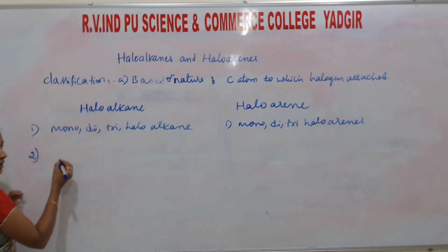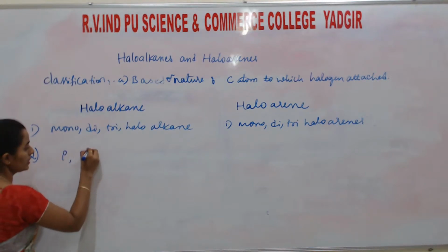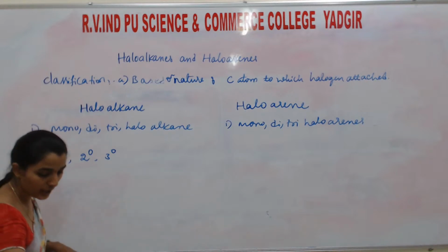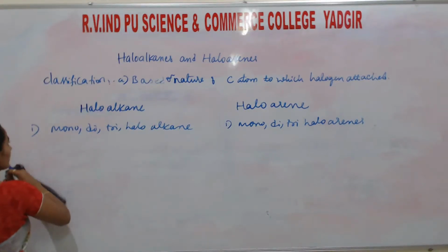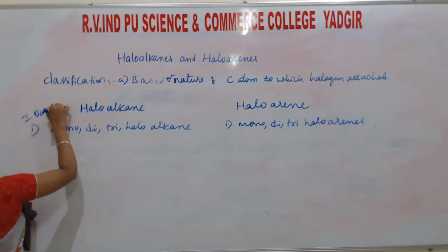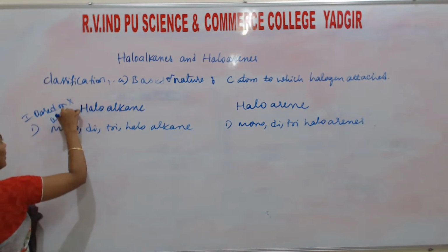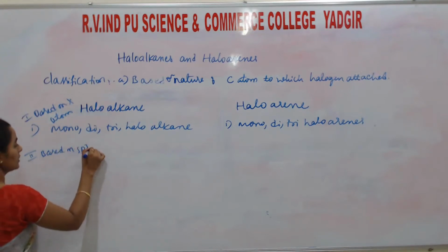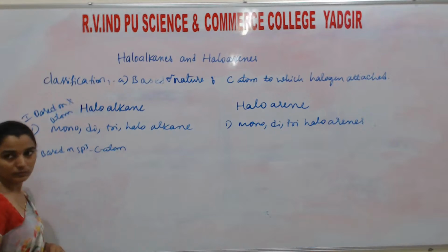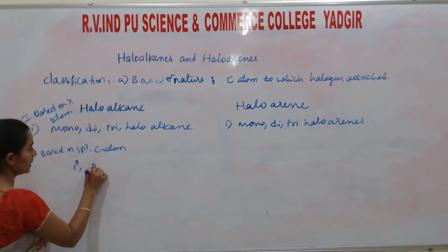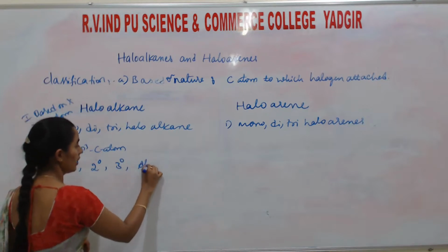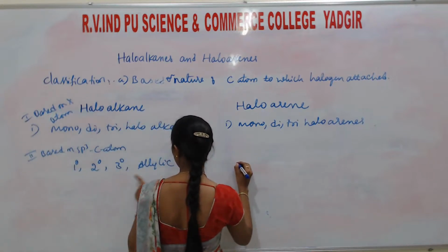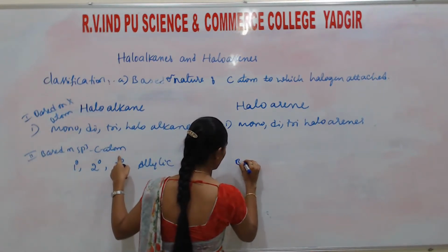Next, second one. This one is classified as primary, secondary, and tertiary, based on sp3 hybridized carbon atom. You may write here. The first one is based on halogen atom. Second, based on sp3 hybridized carbon atom. These are classified as primary, secondary, tertiary, and allylic. So here, these are classified based on the sp3 hybridized carbon atom, that is benzylic.